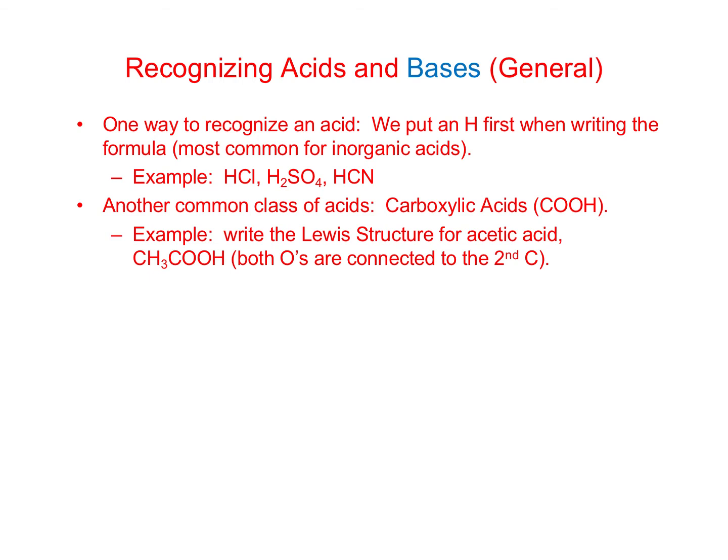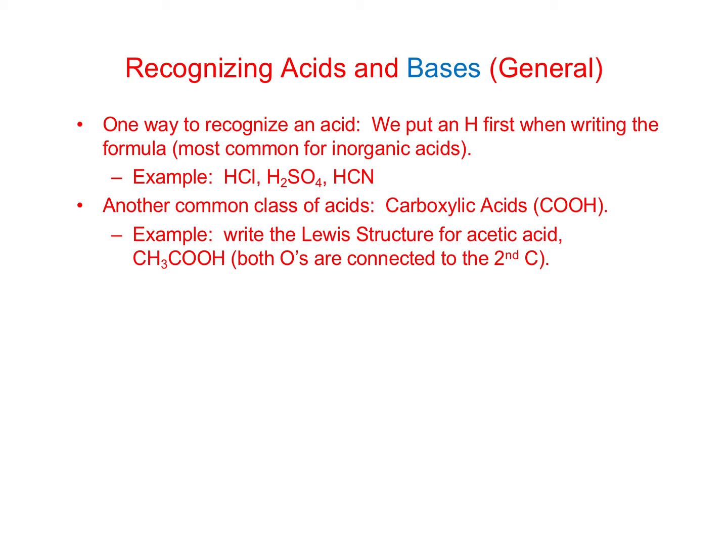Alright, so in the first semester of general chemistry, we generally taught you to recognize acids when the formula had an H in the front, right? So if we have HCl, H2SO4, HCN, the fact that the formulas start with an H was a good indication that we were dealing with an acid.